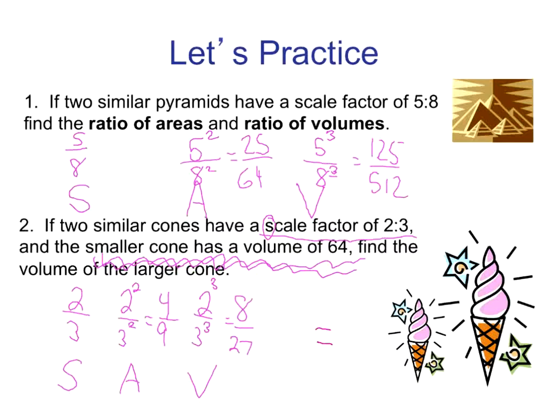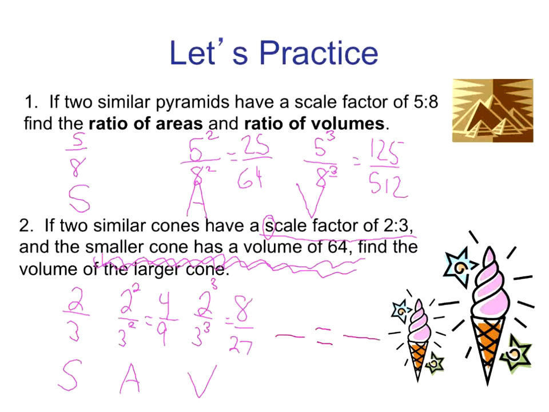So Austin's asking if either the A or V can be simplified, do you simplify it? And the answer is yes. So 4/9, can that be simplified? No, so we're going to leave it. 8 over 27, can that be simplified? No, so we're going to leave it. But that's a great question. So if they could be reduced, yes, we would reduce them. So let's come back to our question.